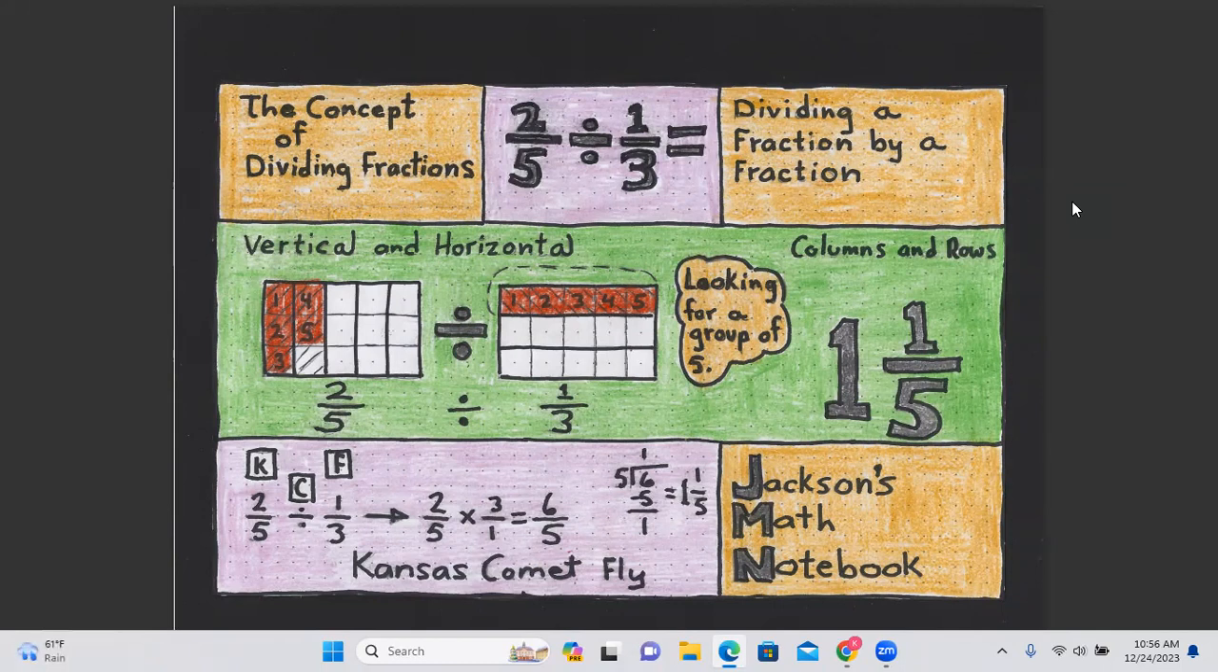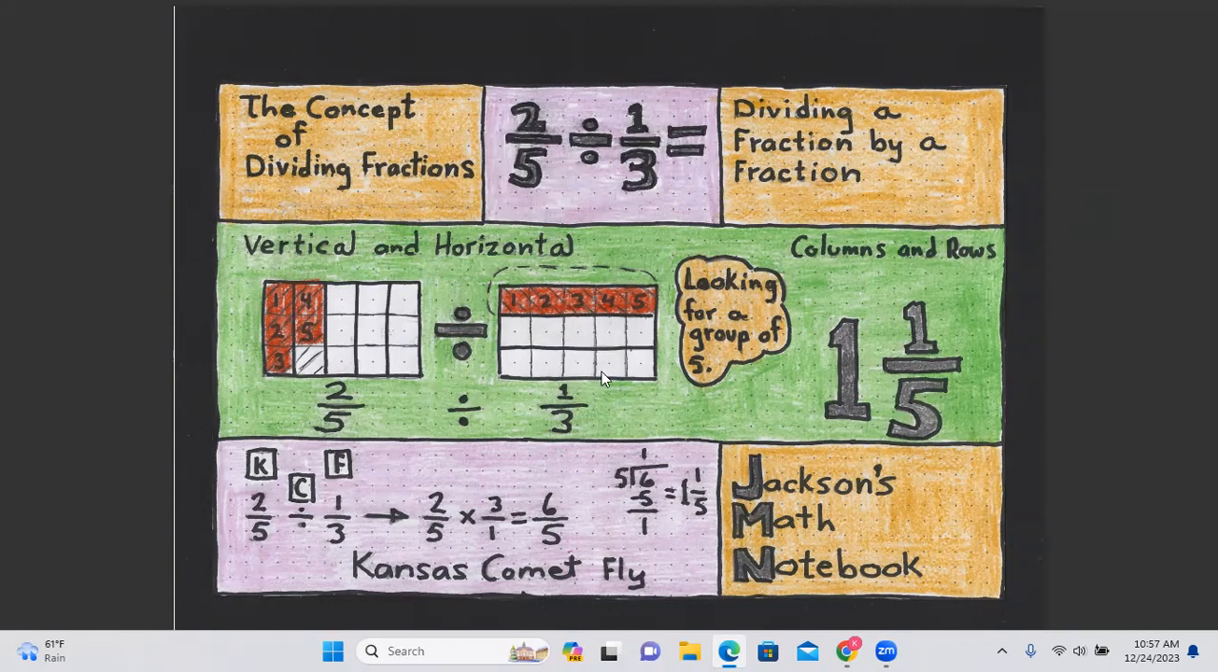Today, we're going to divide a fraction by a fraction to deepen our understanding of the concept of dividing fractions. And our case study is 2/5 divided by 1/3. We're going to use a model to represent what that means. We're going to use this model to represent what it means to use the keep, change, flip method.